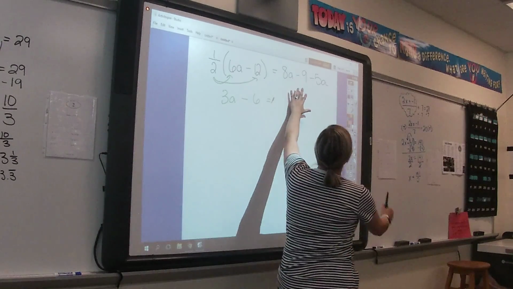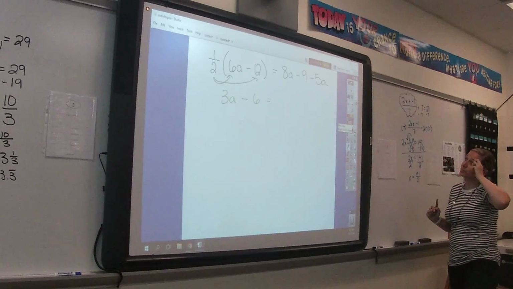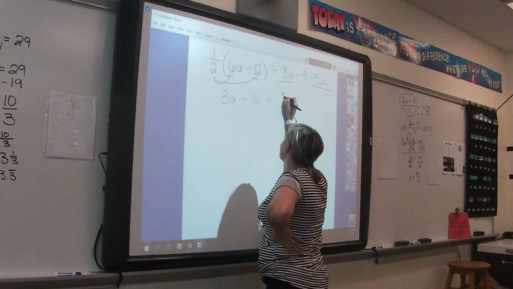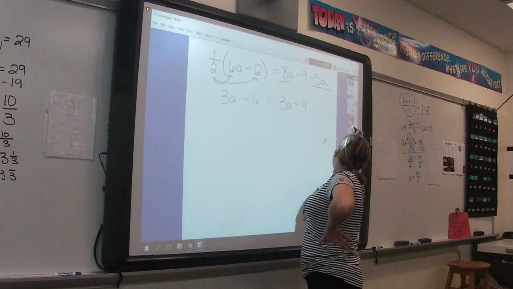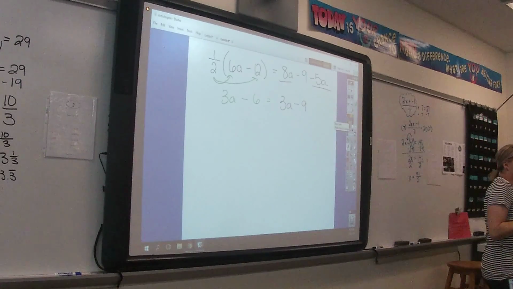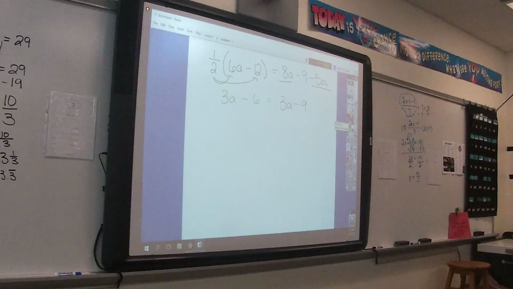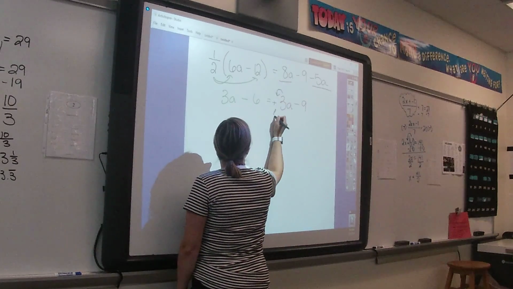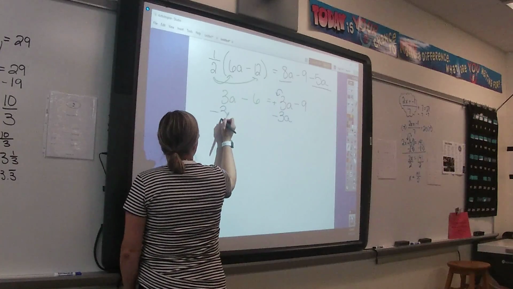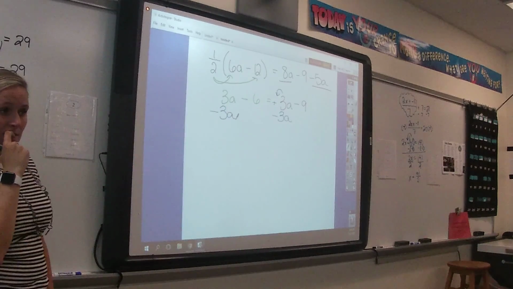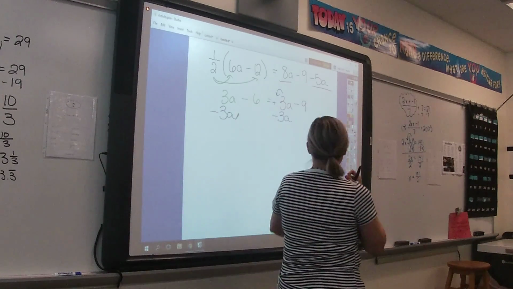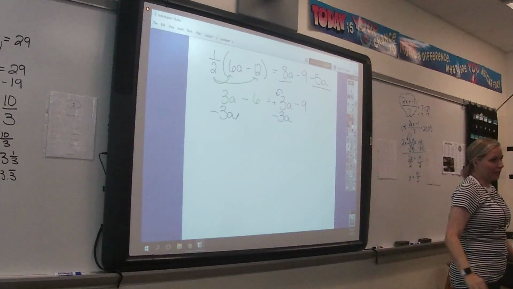Okay, so if we combine like terms over here, what can we combine? 8a minus 5a is? 3a. Do we have variables on both sides of the equal sign? What's smaller, 3a or 3a? 3a, good pick. So what's the opposite of a positive 3a? What's 3a minus 3a? 0. And what's 3a minus 3a? 0. We all agree it's 0.